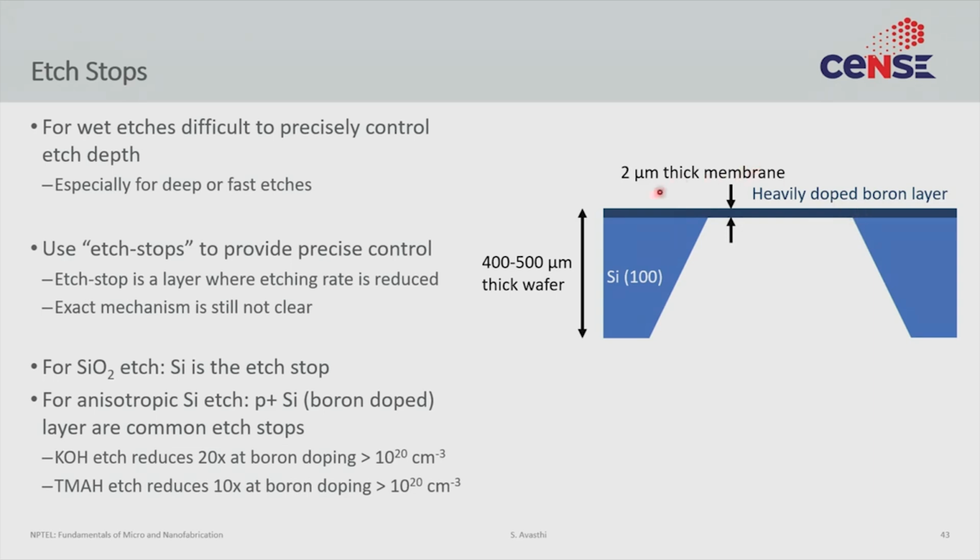Now, why are we talking about these etch stops? The reason is they're very useful. So for example, let's take this example again. You had a wafer that's around 400 to 500 micron thick. You start etching it with KOH, supposing the etch rate is say 100 nanometers a minute. So in 60 minutes, which is 1 hour, you etch around 6 micron of this material.